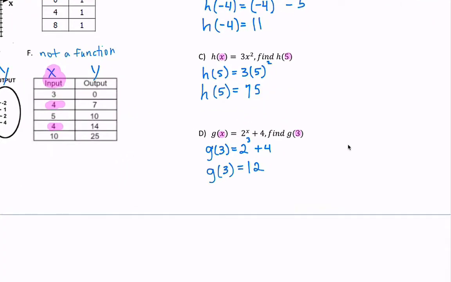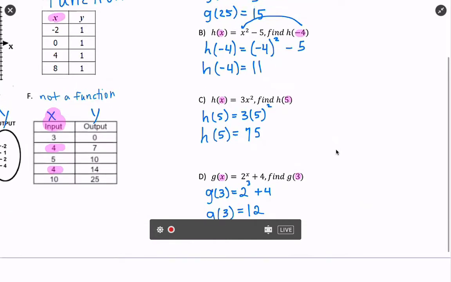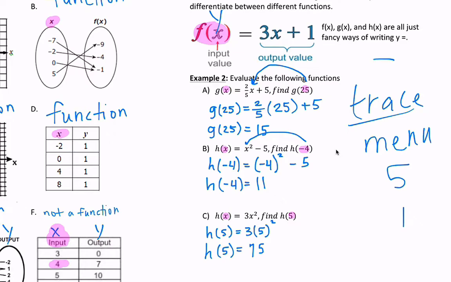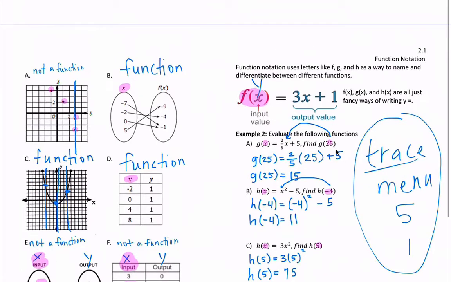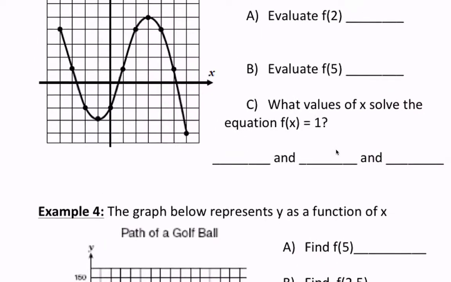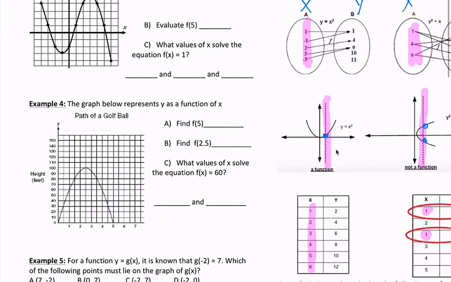One thing I want you to put in your notes is the steps on how to use trace, so you don't forget, or if you do forget, you can come back and look. So how to use trace, remember it's menu, 5, 1. Menu 5, 1, that's how you get to trace. So that's how we evaluated functions when we were actually given the equation.